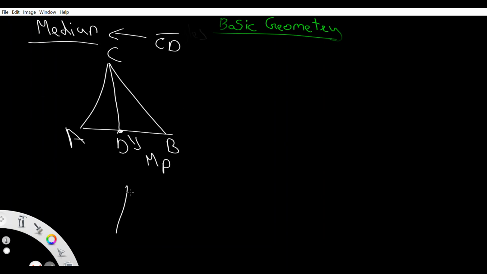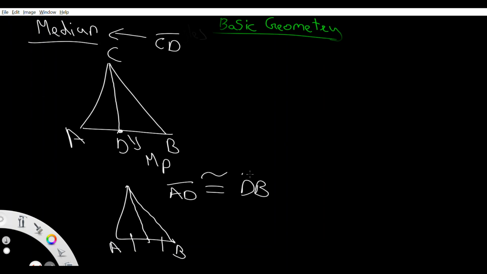A median basically cuts the line segment into two equal parts. So line segment AD is congruent to line segment DB.